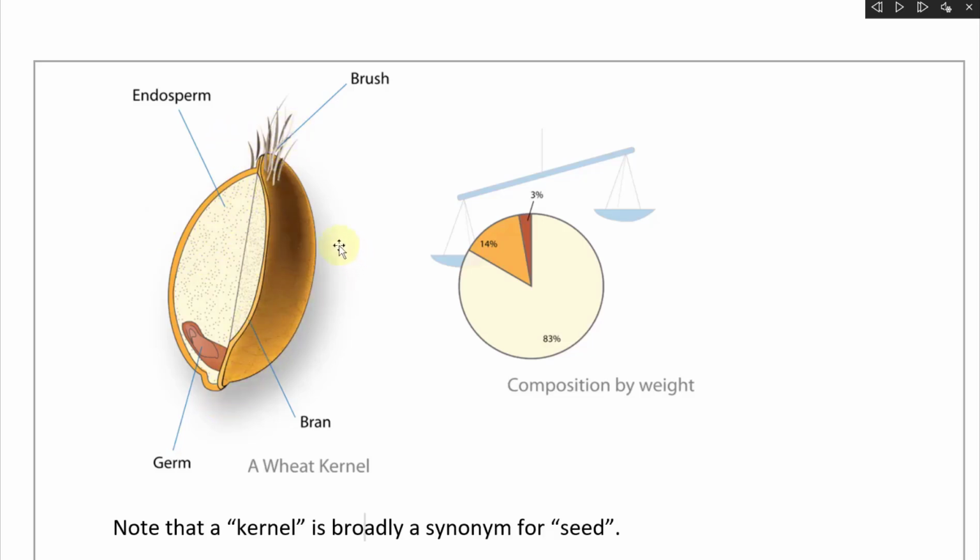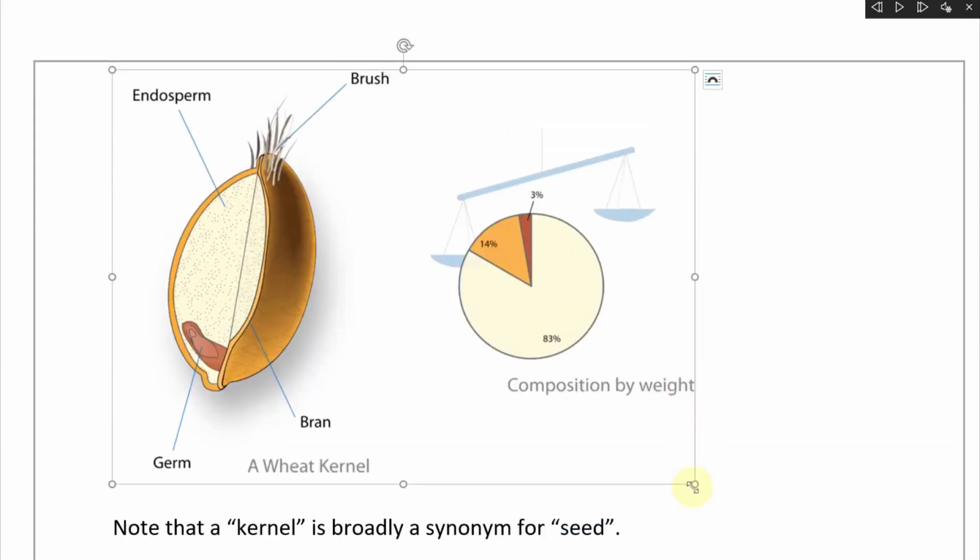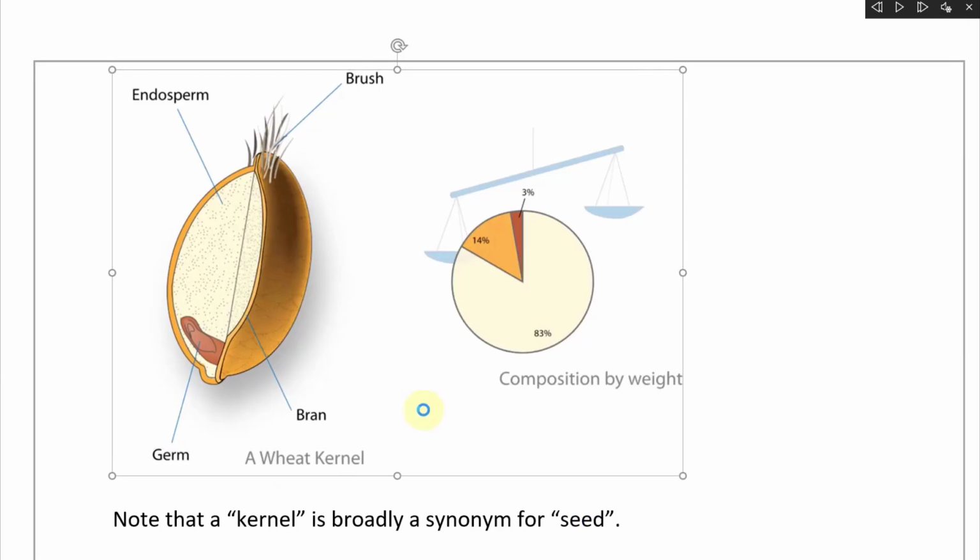So the bran is, I think, that outer coating there. There's a germ inside there, and by composition by weight, 3% is the germ, 14% is the bran, and the endosperm is about 83%. So most of the nutrients are in the endosperm. It's fascinating stuff. Let's continue further here.